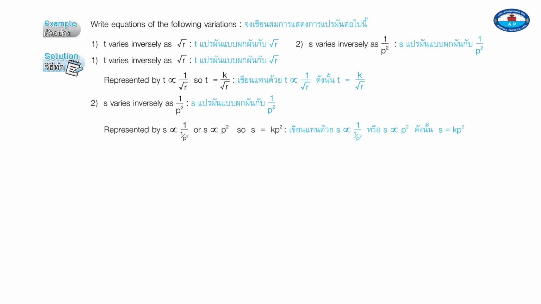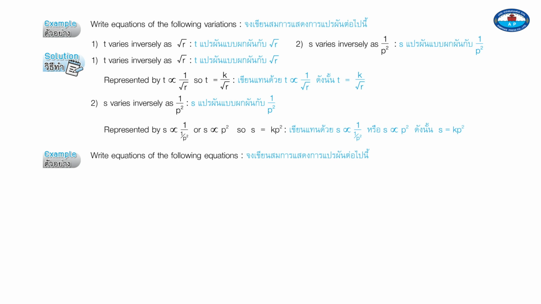Represented by T varies 1 over the square root of r, so T equals k over the square root of r. 2. S varies inversely as 1 over p squared. Represented by S varies 1 over p squared, or S varies p squared, so S equals kp squared.